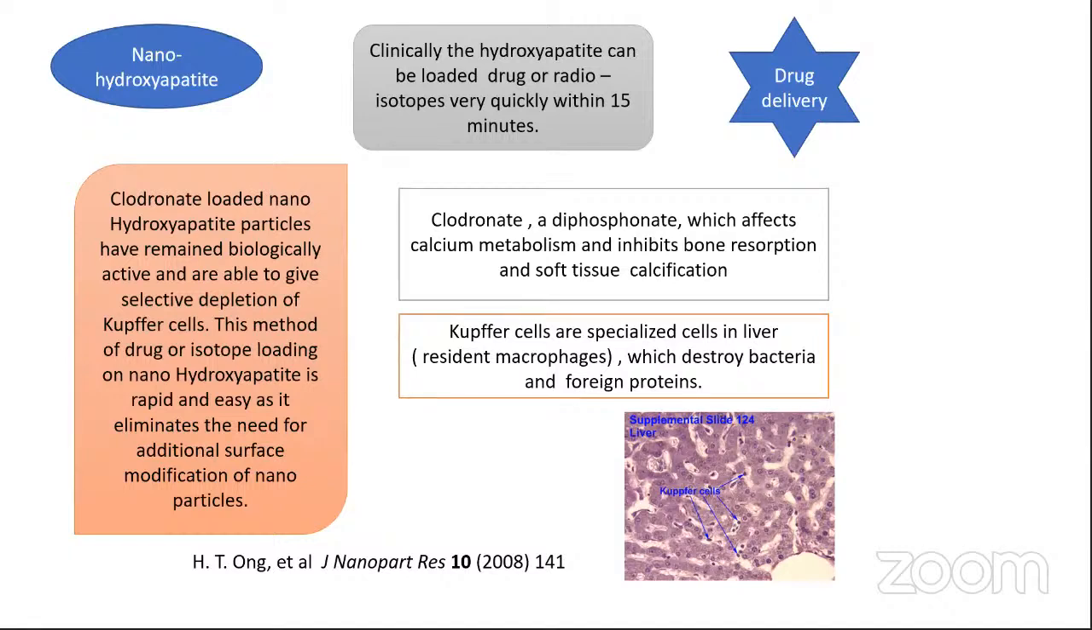So this method of drug or isotope loading of nanohydroxyapatite is rapid, easy, and it eliminates the need for additional surface modification of nanoparticles. So that is for the liver protection and for the loading of the drug, and it is possible by hydroxyapatite. I've taken one example, and this author reported it in 2008.